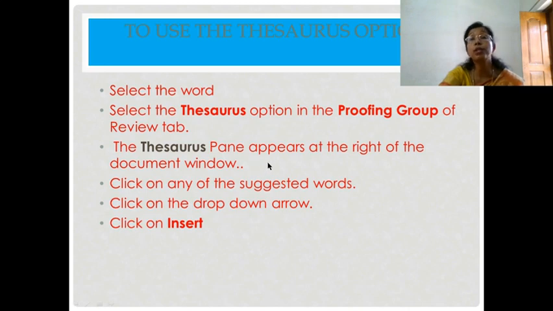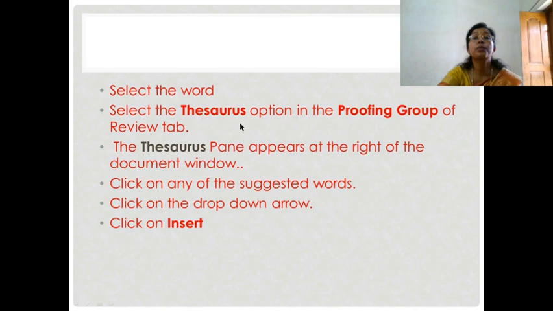First, move the mouse pointer to the suitable word. You can find a set of words there. Click on the drop down arrow and click on insert. So that word will be inserted into your document, which means the word will be changed. So the thesaurus option is used to change the word. With the same meaning or an opposite meaning, you can get a word using this option.